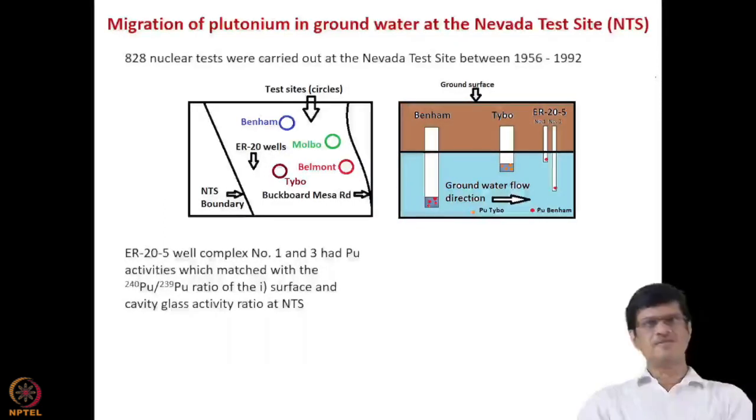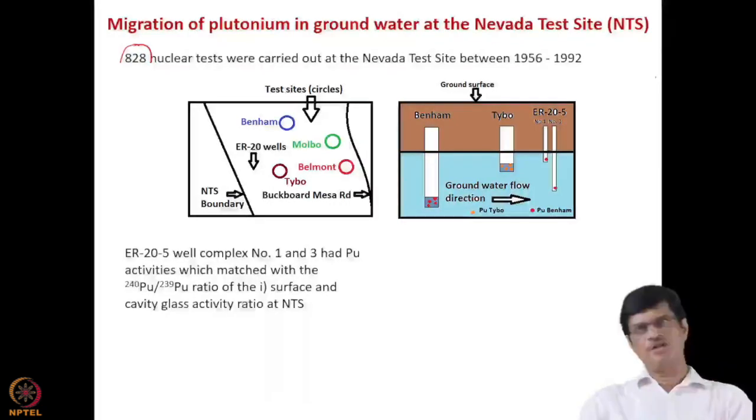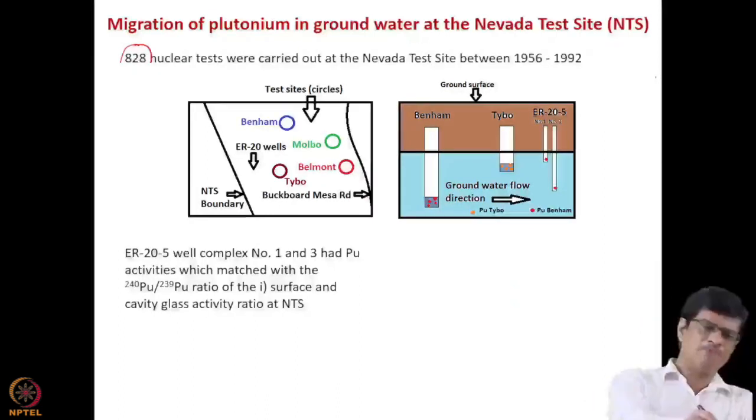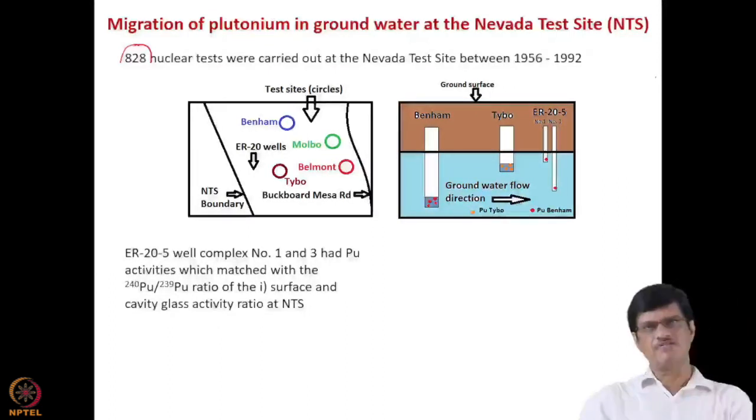Now, there was an interesting observation very close to the Nevada test site, where a large number of nuclear weapon tests have been done. Around 828 nuclear tests were conducted at the Nevada test site between 1956 and 1992. The left hand side figure gives details of the test sites where the tests have taken place, like the Benham test site, Molbo test site, Tybo test site, and Belmont test site. So there are different testing sites where nuclear weapon testing has been carried out.